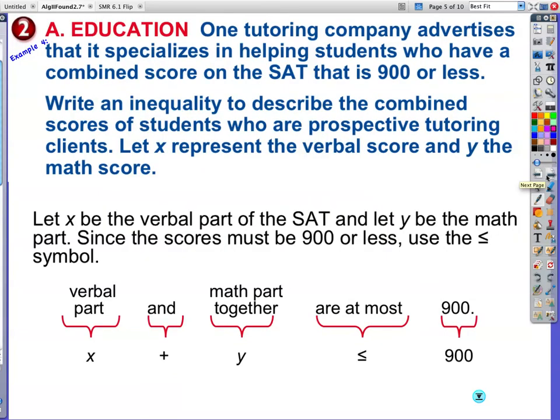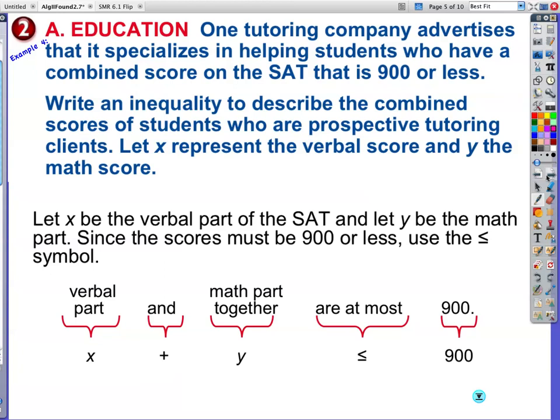This is example 4. One tutoring company advertises that it specializes in helping students who have a combined score on the SAT that is 900 or less. Write an inequality to describe the combined scores of students who are prospective tutoring clients. Let X represent the verbal score and Y the math score. Since the scores must be 900 or less, use the less than or equal to symbol.